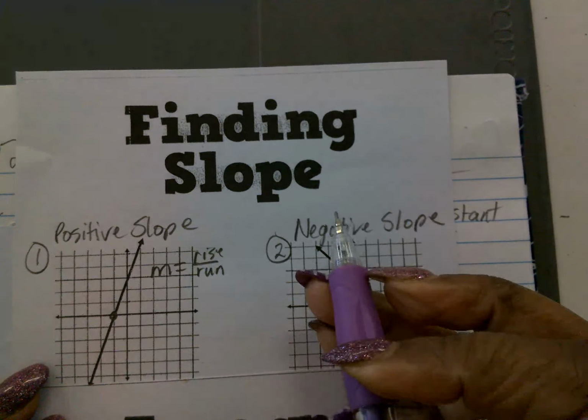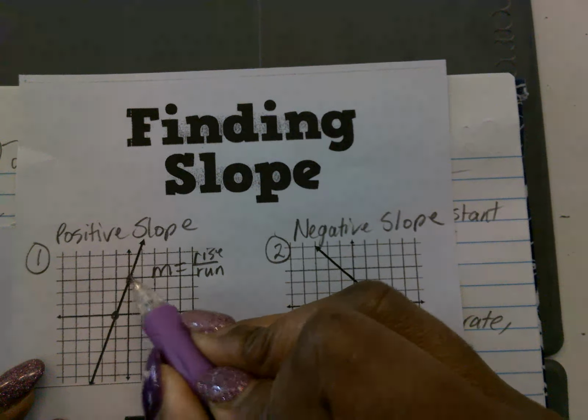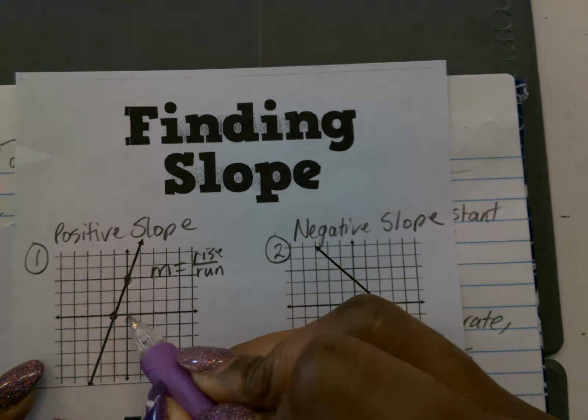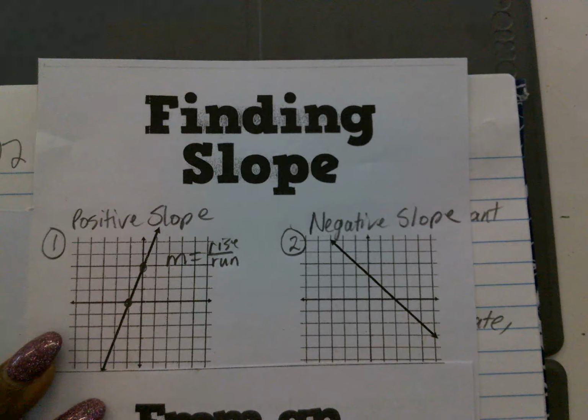I can also choose this point up here. This is at another intersection. This is 0, 1, 2, 3. So those are the 2 points that I'm going to use.